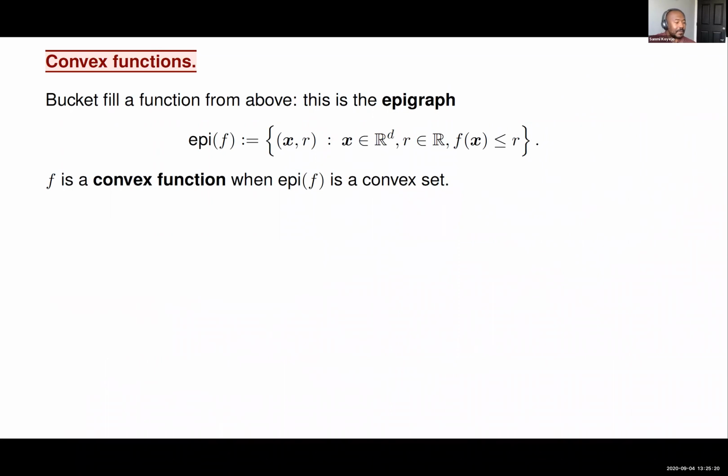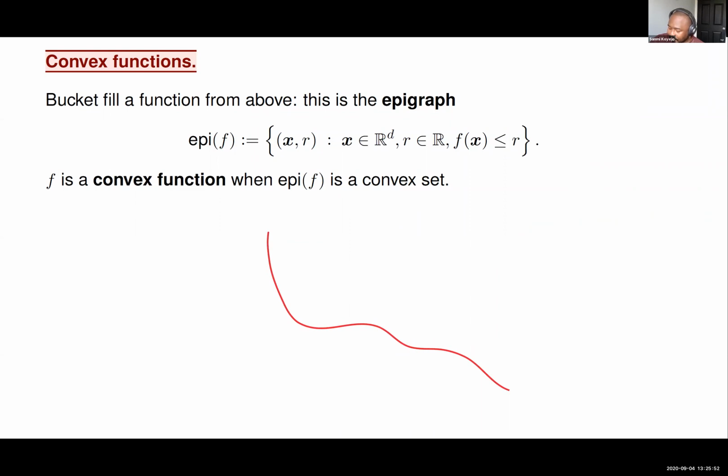So now we're going to describe convex functions, which will be the set of functions that we're going to end up spending a lot of time talking about in terms of optimization and learning. So first we need to describe an epigraph of a function. The intuition for an epigraph of a function is, if I take any function and bucket fill, so I take all the points above that function, that's its epigraph.